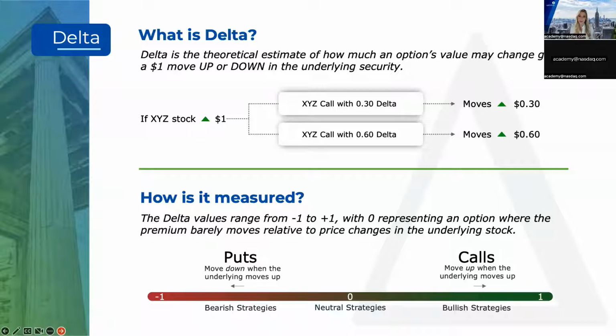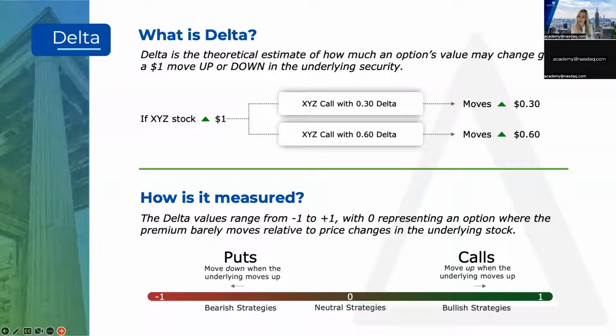So delta values, you'll see them on an option chain. They range from -1 to +1. That is it. And positive or bullish strategies are going to be closer to 1. So I call that greater delta values. Whereas bearish strategies are going to have a negative delta value. And anything that's neutral will have a 0 delta.